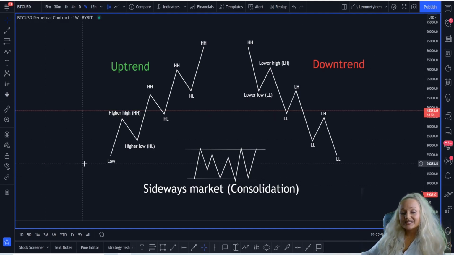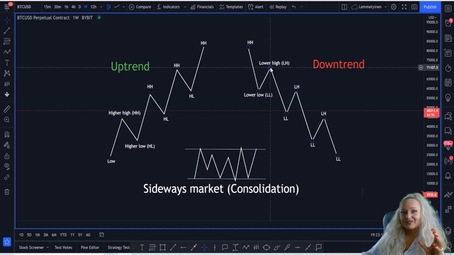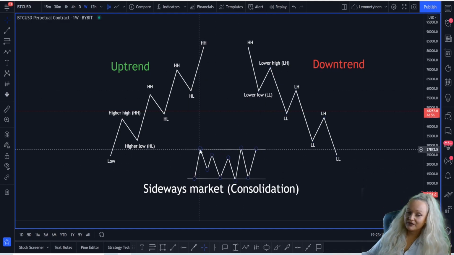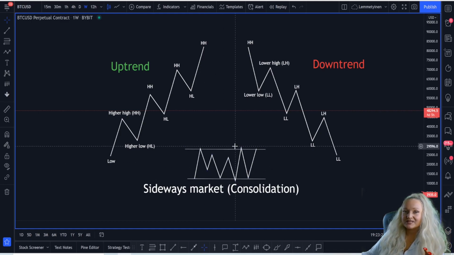So I'm going to show you exactly what high highs and high lows are, what a sideways market is, and why it's so important for us to use the higher low to buy the market. I also will show you why the lower high is the part of the market where you want to sell the market, and in a sideways market you're selling from the resistance to the support and you're buying from the support to the resistance, etc.